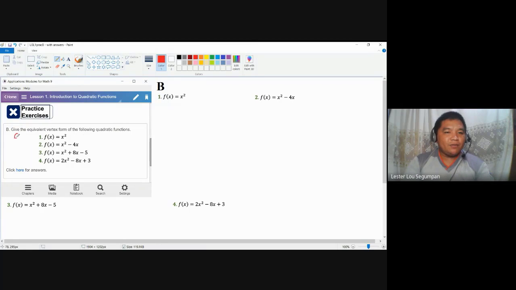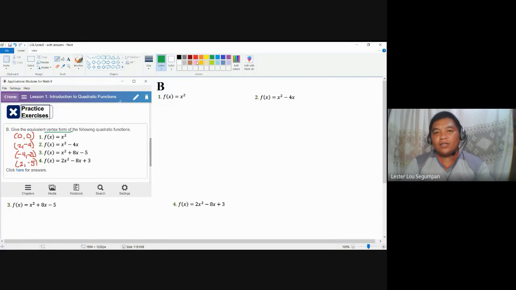The vertex for number 1 was actually at (0, 0). Number 2 is (2, -4). Number 3 is (-4, -21). And finally, for the last, you have (2, -5). These are your vertices for the given functions as discussed in the previous video. So let us try to resolve them. These are our goals, but using the vertex form of the quadratic function.